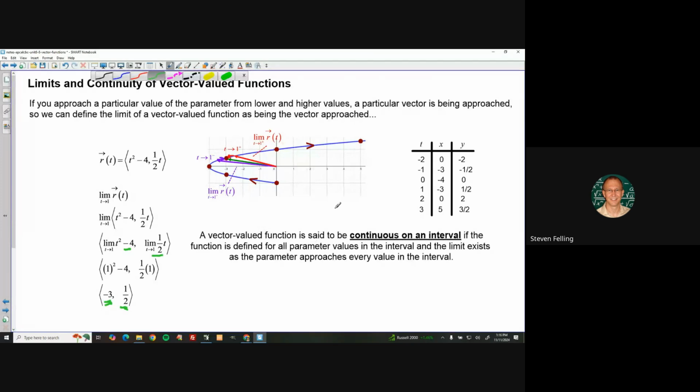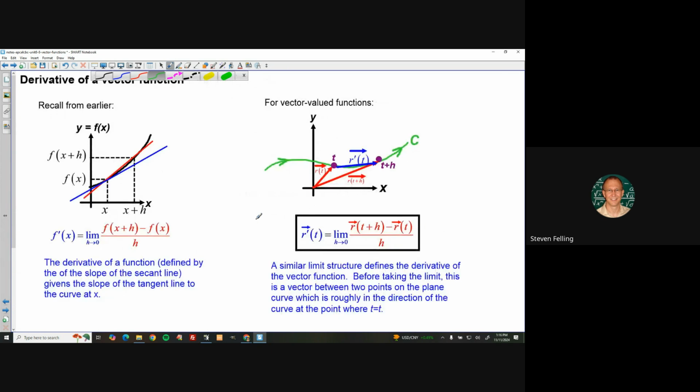Right? And a vector valued function can be said to be continuous if the function is defined for all the parameter values and the limit exists as we approach all those values. Right? So we aren't going to do direct limit problems, but we are going to say that we need the limit to define the derivative, which we do need.